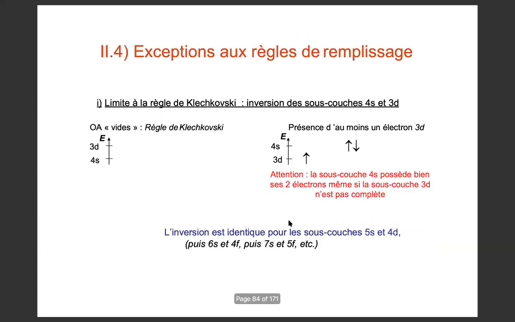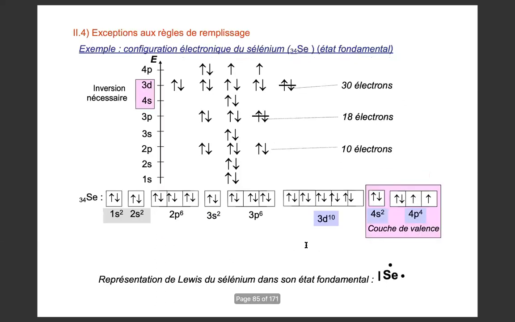So we have exceptions to the remplissage règle, which we looked at. This is l'inversion, identique pour sous-couche S, that is 5S, 4D, puis 6S, 4F, puis 7F, 5F, etc. So if they ask you for selenium to give the représentation électronique sur la case quantique, this is how you go about it.